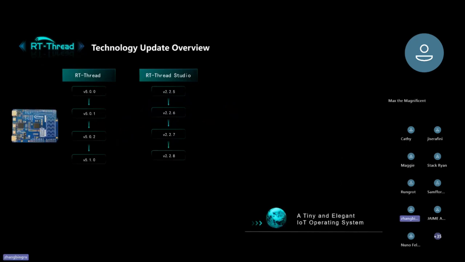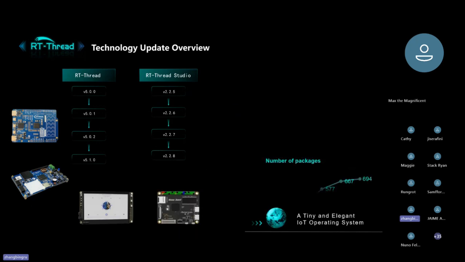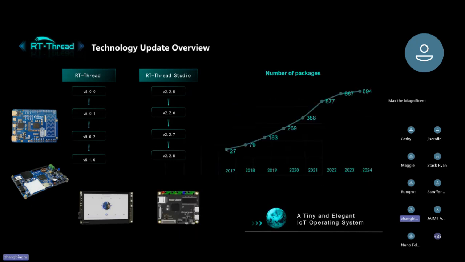From version 5.0.2 to 5.1.0, the RT Thread community has released a number of open source development boards covering areas such as education assessment, IoT, human-computer interaction, and machine vision. During this period, Studio has also released multiple versions and updated support packages for various development boards. The number of software packages has been steadily increasing and is now close to 700.